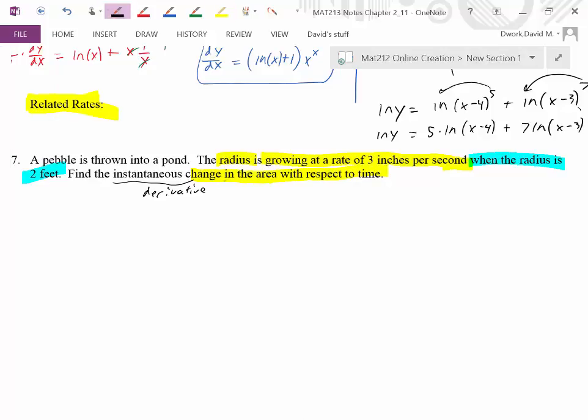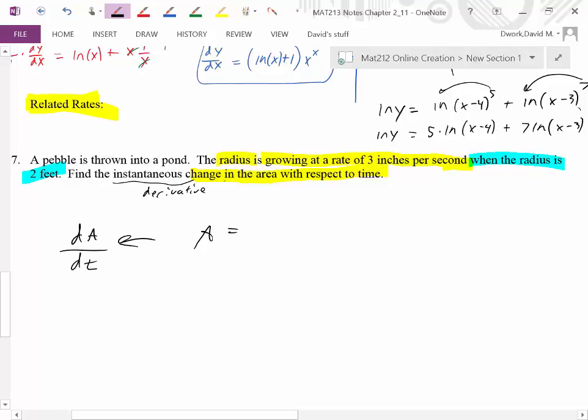Okay, so what does that mean as a derivative? Well, if we want the change in area with respect to time, then what that's saying is we want the derivative of area with respect to the variable of time. Okay, great, that's what we're looking for. So how are we going to do this? To be able to do this, we need a function that talks about area, right? To get to dA/dt, we need a function of area.